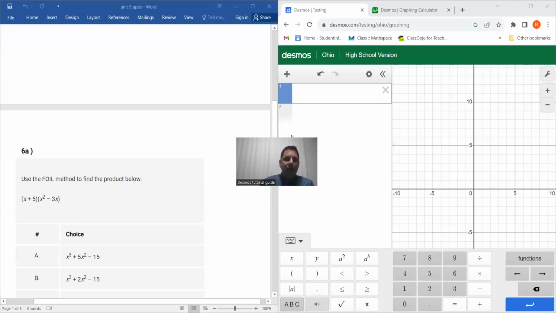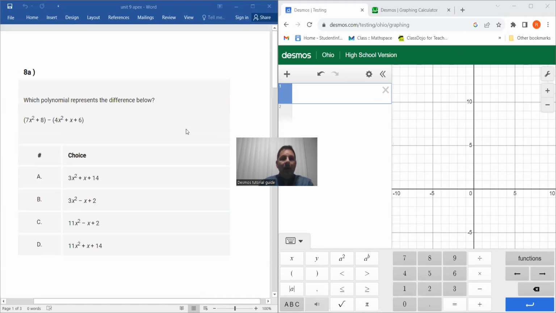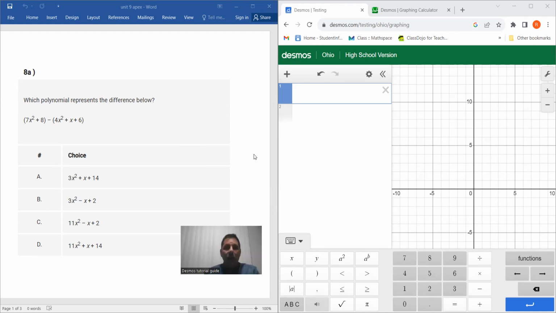Welcome back, students. We're now ready to start Unit 9, where you're going to be multiplying, adding, subtracting, FOIL, all kinds of things with polynomials. So let's go through and see how we can use the Desmos calculator to get through some of these things if you're finding they're difficult.